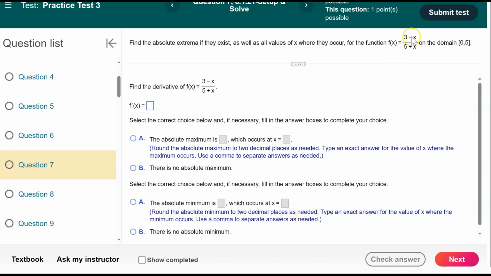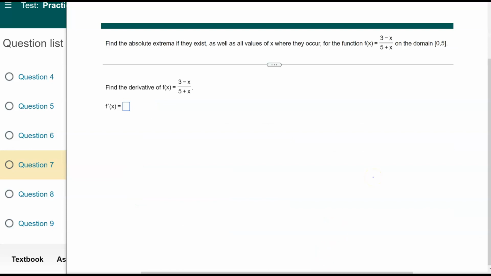To do that, we will first find the derivative of the function and then find the critical numbers. Those are the possible locations for the absolute maximum and absolute minimum. And also, we'll look at the endpoints of the function. So the absolute max and absolute min could also possibly be at the endpoints. Okay, so let's go ahead and find the derivative.